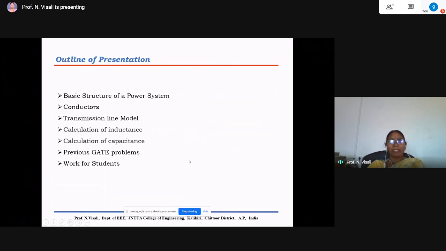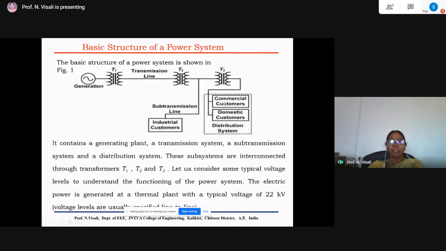And what is the basic structure of a power system? Everybody knows that the structure of the system consists of generation, transmission, and distribution. In the previous class, yesterday's class, I explained what is meant by generation and what the types of generation are, and after generation, how the voltage is increased to transmit and distribute the power to the consumer points.